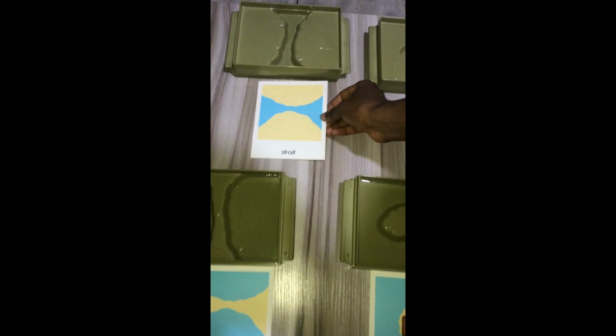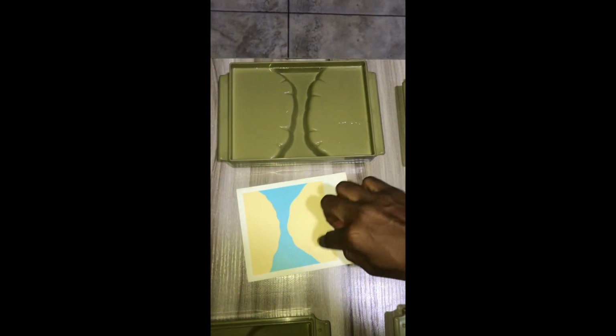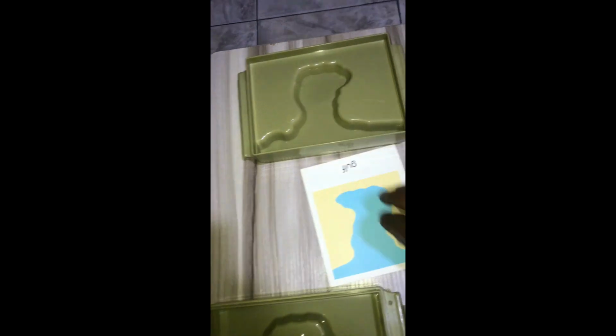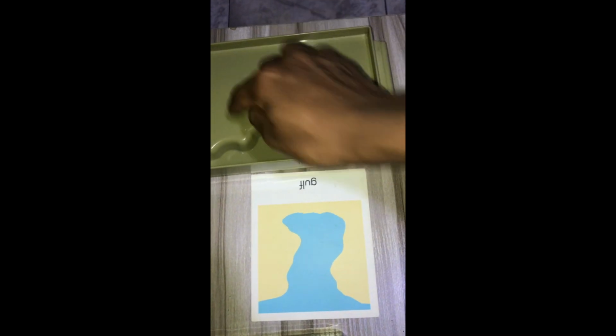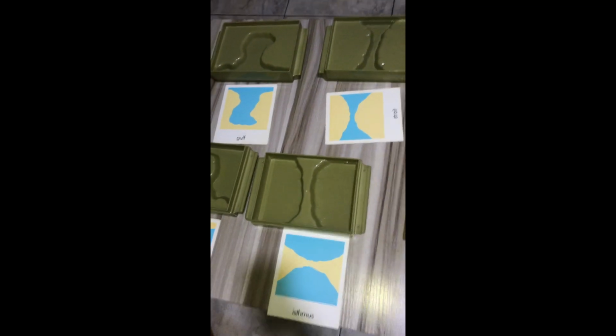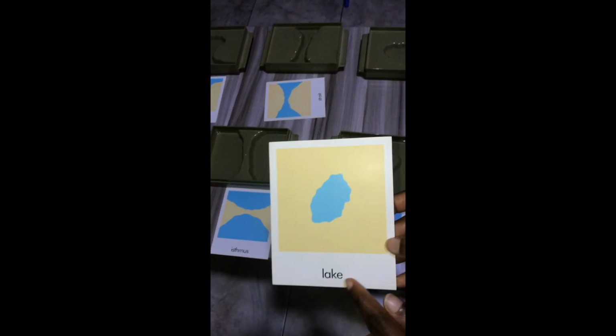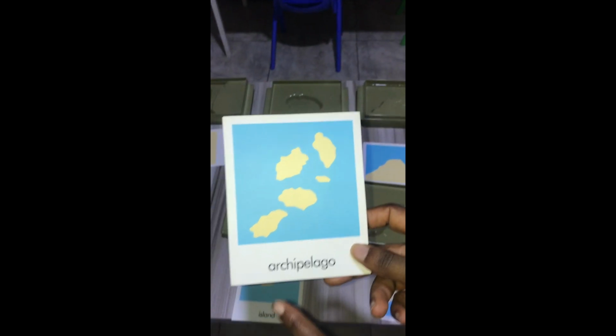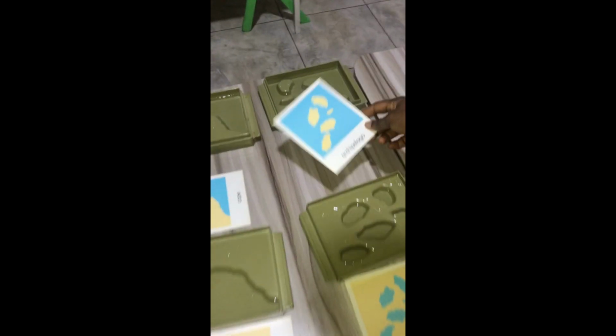There we have strait. This is the opposite of isthmus. So the two lands are split by water. Okay, so what do we have here? The gulf. Yeah, so one side is the sea going deep into the land. Then the lake, opposite of the highland, which is what we have there, all sides covered by land and a little part covered by water. Then the archipelago, opposite of system of lakes.